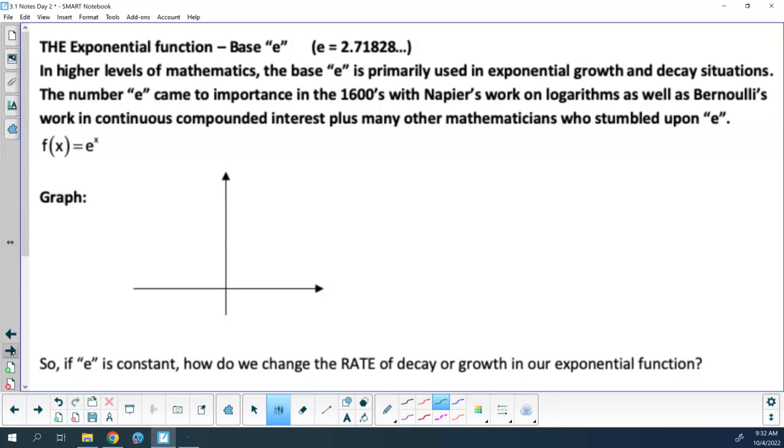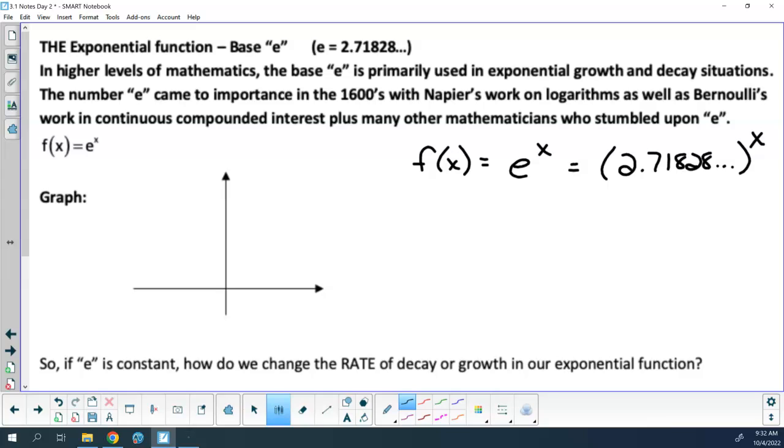So what we're basically talking about here is f of x equaling e to the x power. We want to graph that. Well, that's going to be 2.71828 to the x power. From your work on Friday, what can you tell me about that graph without even graphing? What do you got?